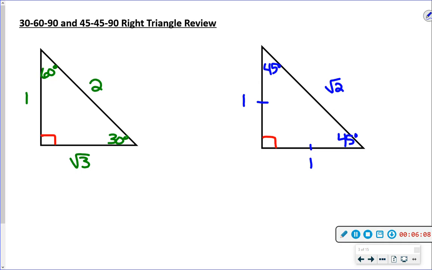And same on the 30, 60, 90. 1, 2, square root of 3. So hopefully those look a little familiar to you. Of course, you can use your notes today as you're drawing these, but you're going to be drawing so many special right triangles, you will have those memorized.